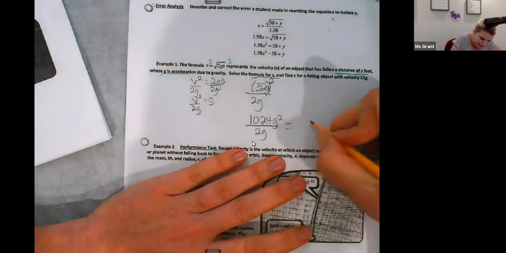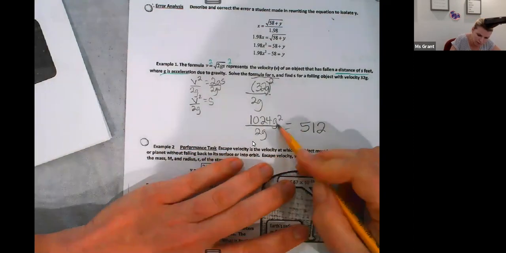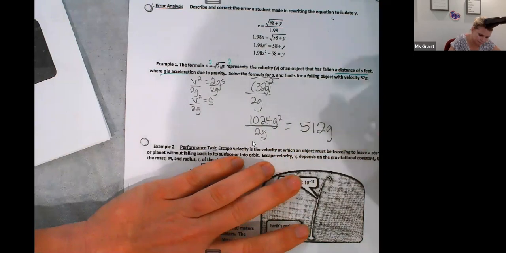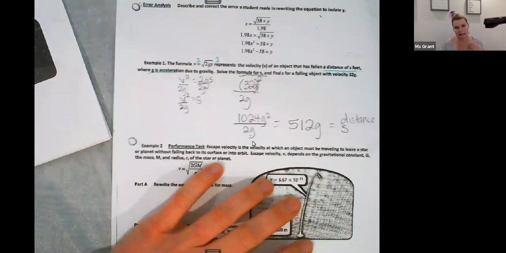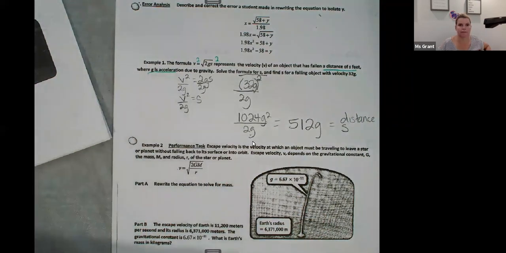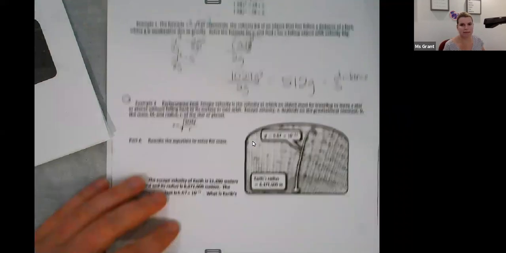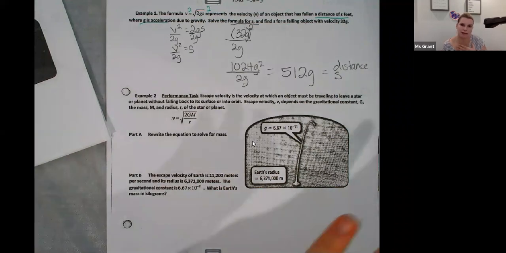Simplify, 512. Now g squared over g just gives me a g as my distance. S. They said distance was S. So 512 g is my distance. And the acceleration we don't know. That's okay. We're just practicing simplifying. On example 2, we're doing the exact same thing. We're practicing simplifying, and then we're going to put it into practice.